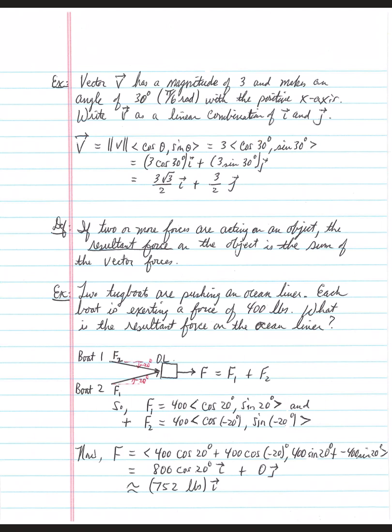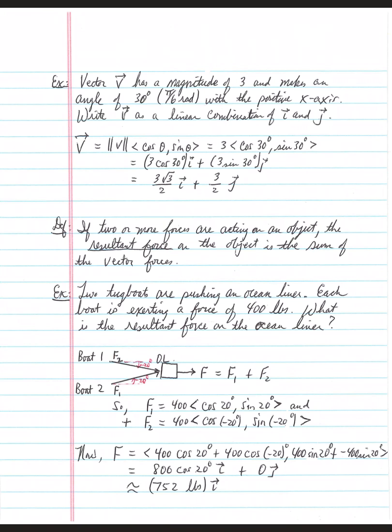3 times cosine of 30. Cosine of 30 is square root of 3 over 2, times 3, and that's the i component. 3 times sine 30. Sine 30 is a half, times 3 is 3/2, and that's the j component.